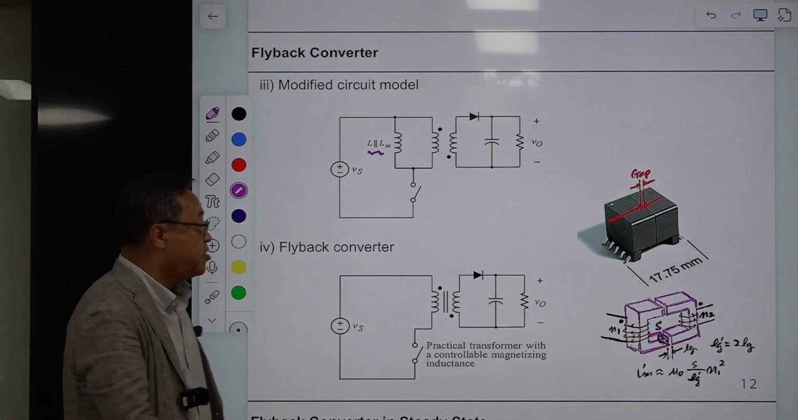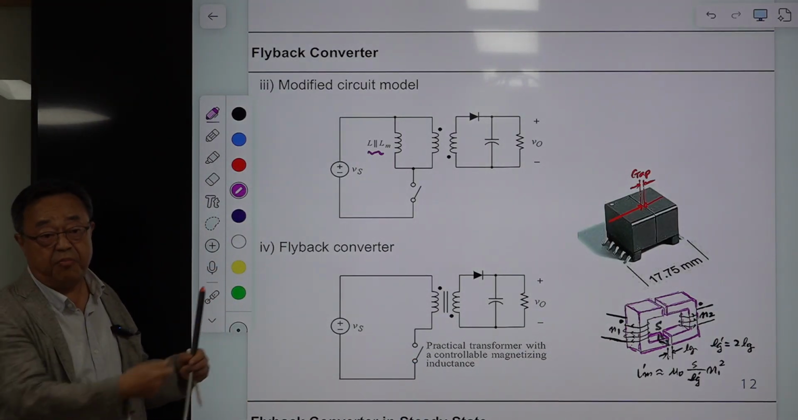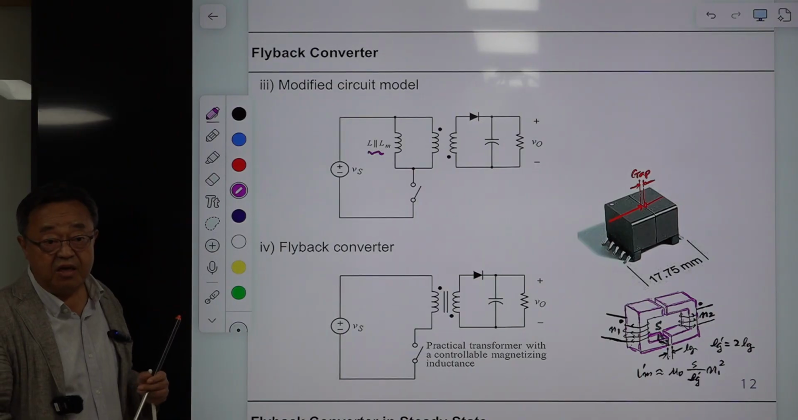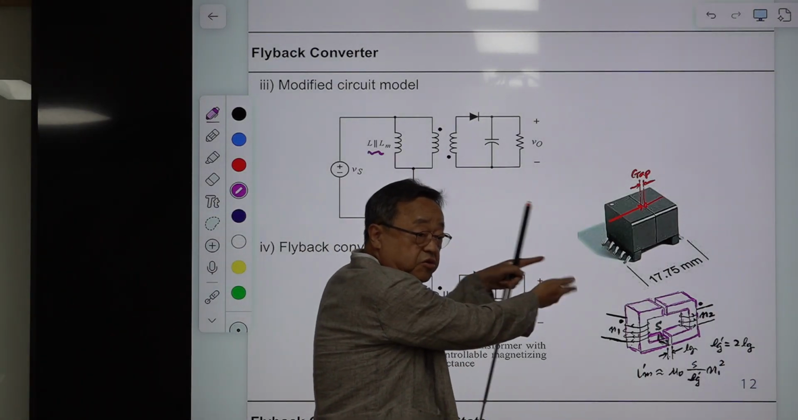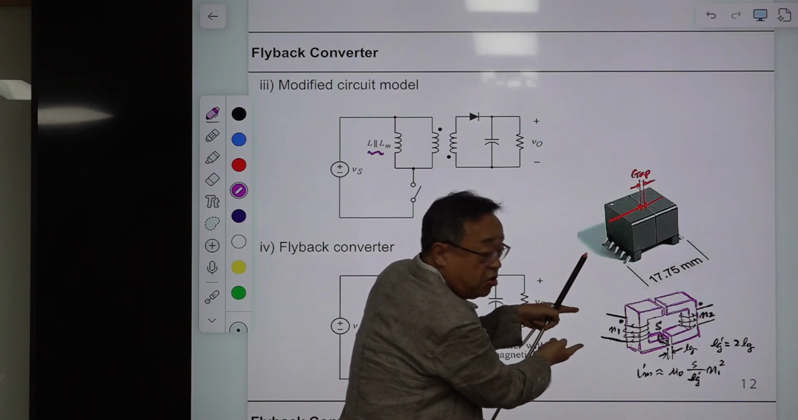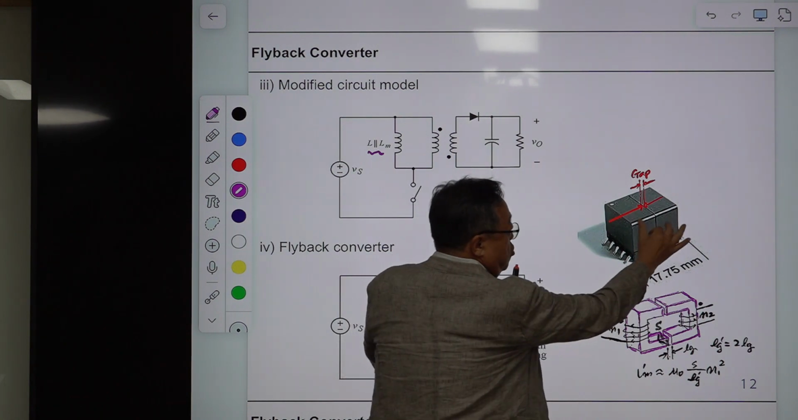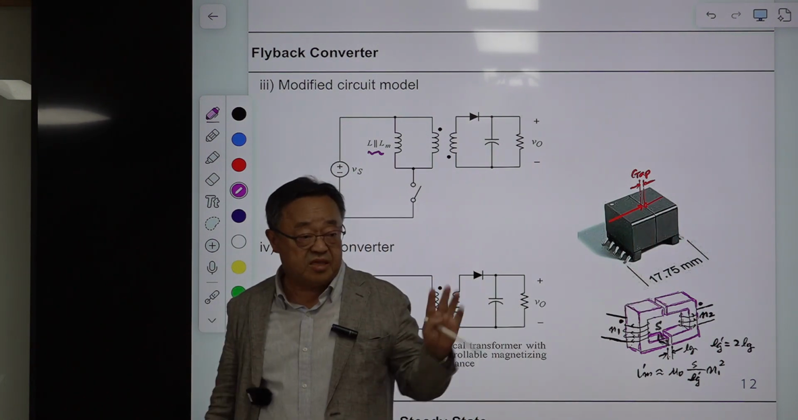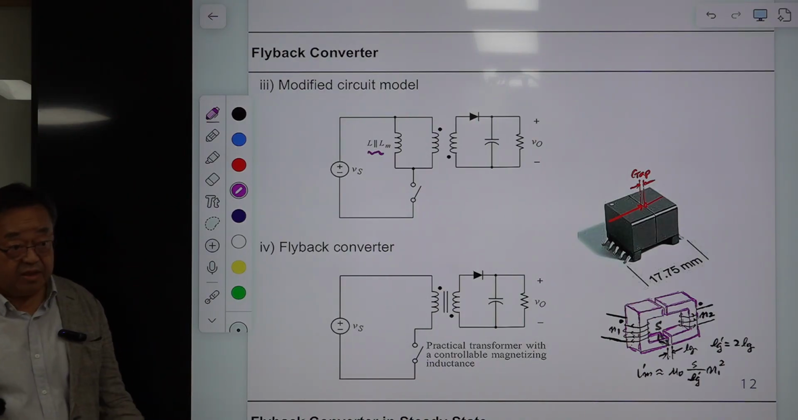But people don't calculate this. They just experimentally determine the magnetizing inductance. They squeeze this and release this, and they measure the inductance here. You open this side and you measure the inductance here. That is the magnetizing inductance, and you control this and select the proper gap or proper clamp to get the desired Lm prime.